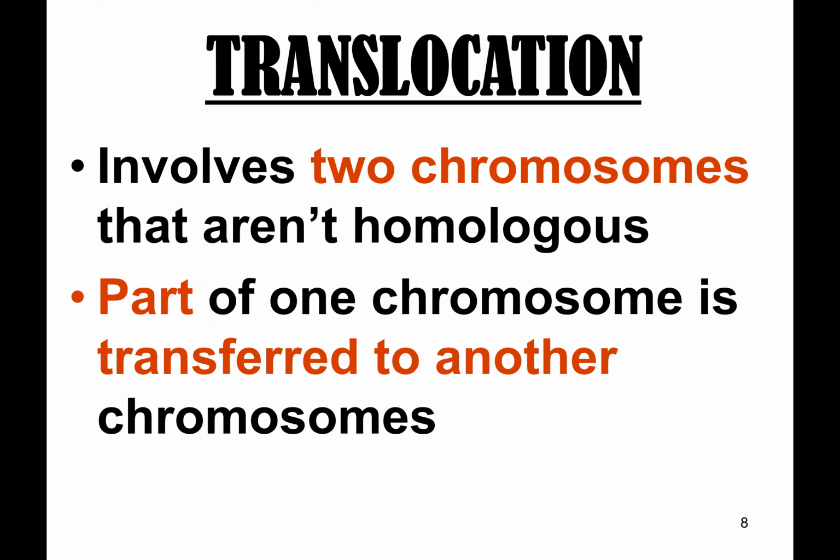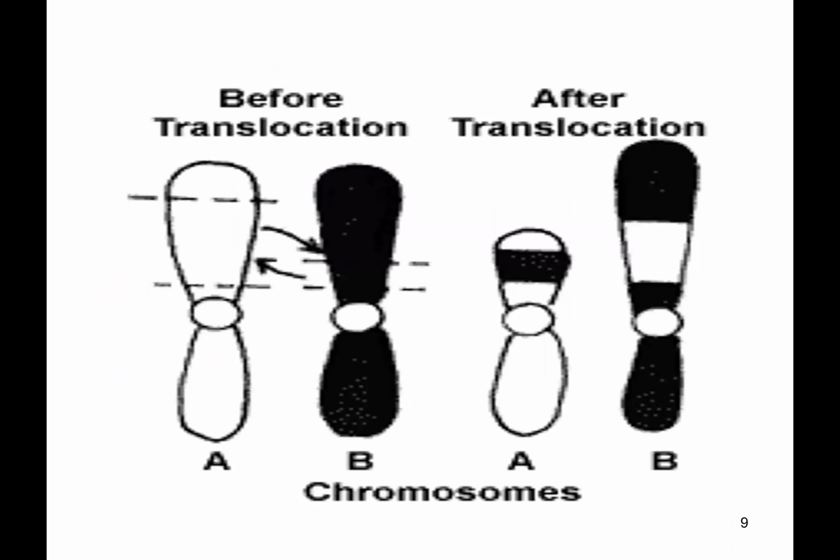Now, what happens in translocation? In translocation, one part of a chromosome is transferred to another chromosome. So it's a movement of part of a chromosome from its original place to a new place. For example, if these are the two chromosomes, this part is exchanged with this part of the other chromosome. And as a result, one part of chromosome B moves to A and vice versa.